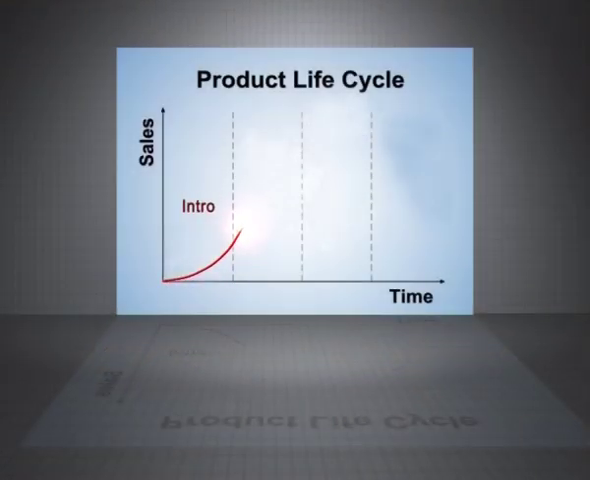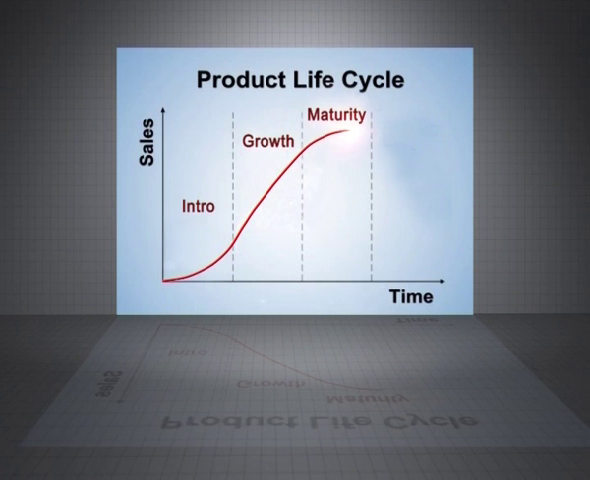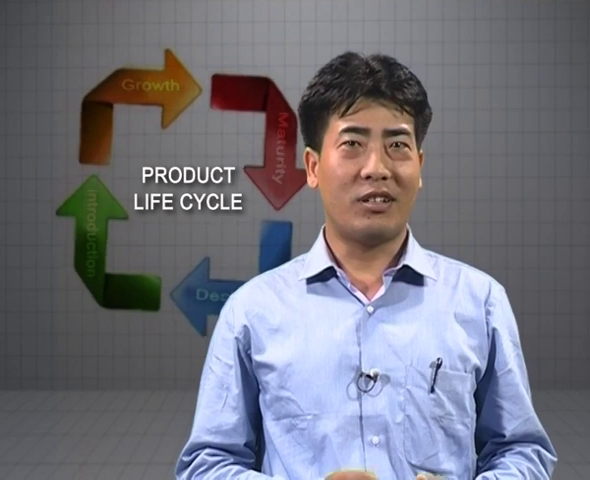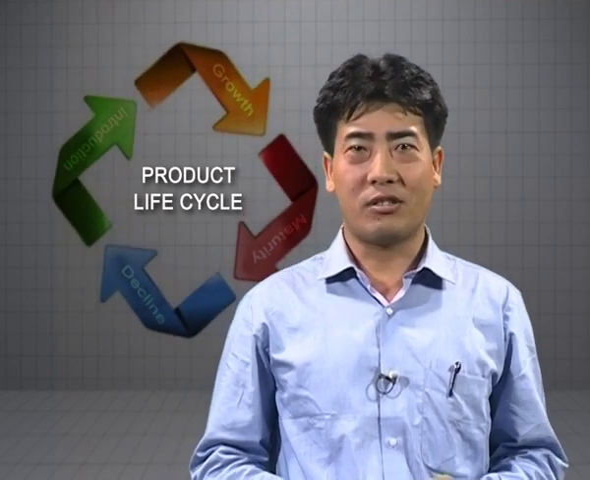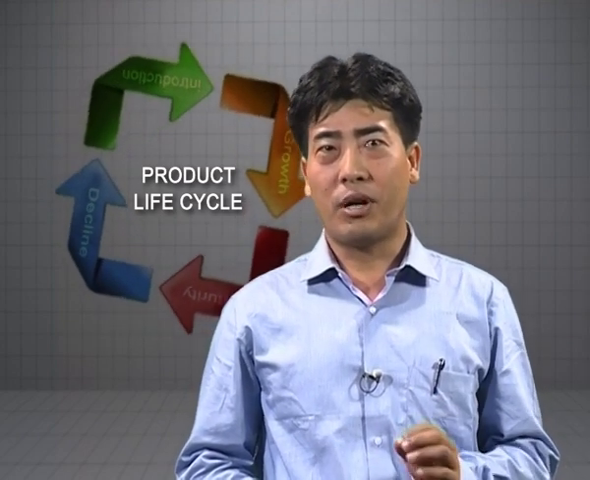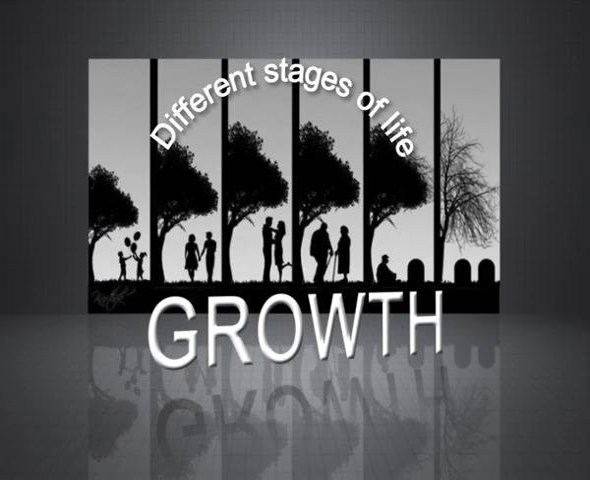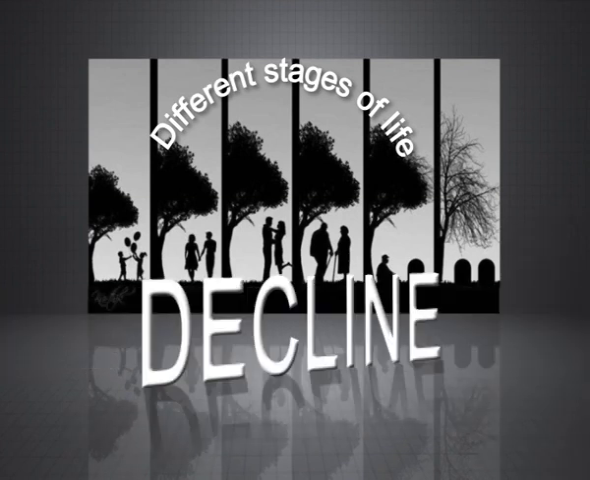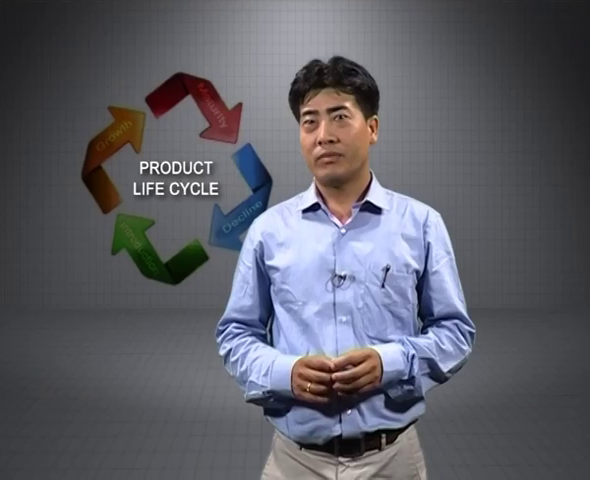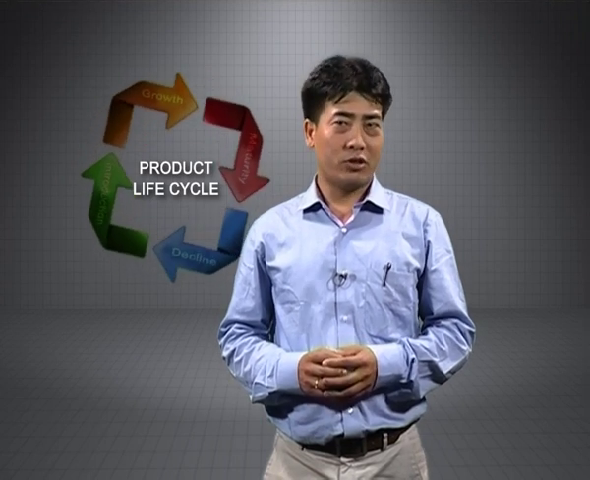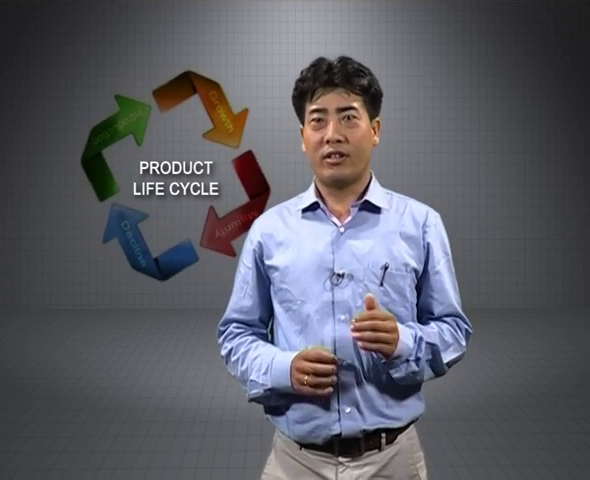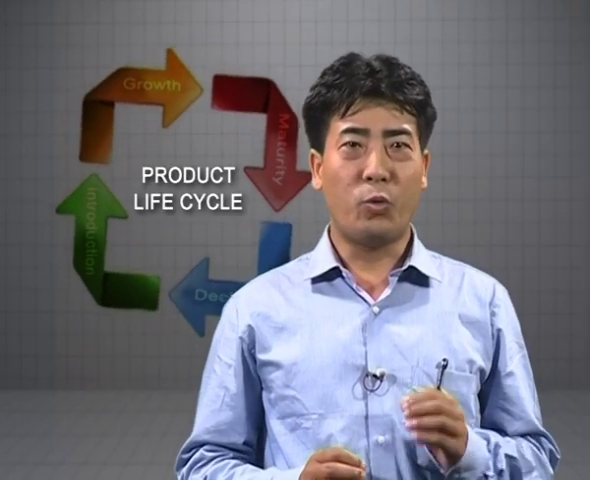Graphically, the product life cycle curve is a bell-shaped sales curve. The concept of product life cycle is borrowed from biological science, where each organism passes through different stages of life, namely birth, growth, maturity, decline, and finally death. The time period of each stage of the product life cycle varies across product categories. It may range from a few weeks to a number of decades.